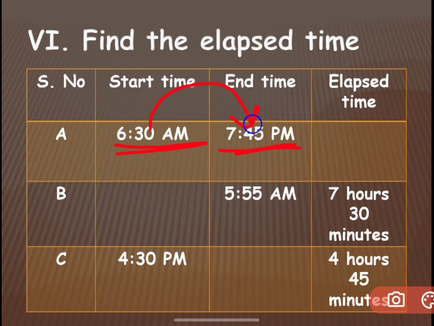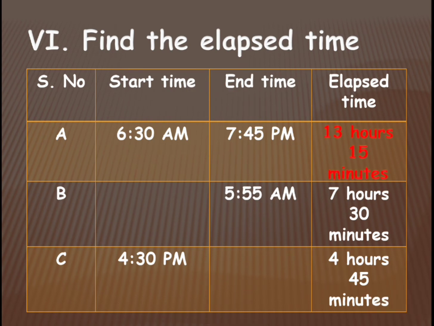So 6:30 we have started, 7:30, 8:30, 9:30, 10:30, 11:30, 12:30, 1:30, 2:30, 3:30, 4:30, 5:30, 6:30, 7:30. That is 13 hours. And till 7:30 only we have calculated. 7:45, so more 15 minutes you need to add. So that completely becomes 13 hours, 15 minutes. Okay. So in that way you need to count and you need to write the elapsed time.